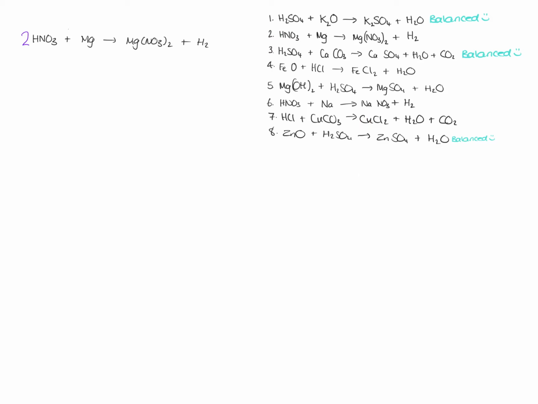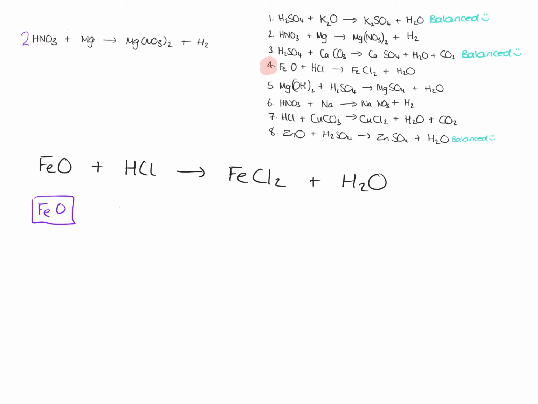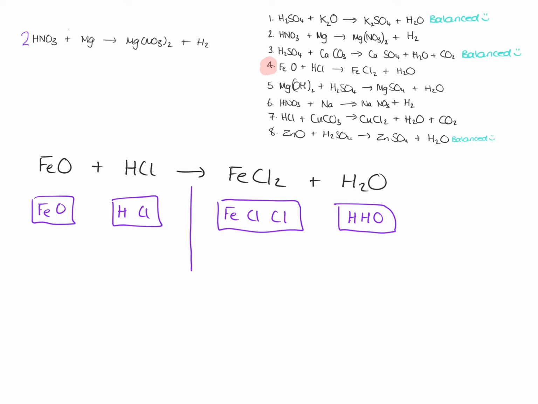Okay, so number 3 is already balanced, so let's have a look at number 4. So here's our equation: iron oxide plus hydrochloric acid makes iron chloride plus water, and I'm going to do the bubble method again. So underneath, I'm going to say which elements I've got and how many. So here I've got 1 iron and 1 oxygen, box it. Here I've got 1 hydrogen and 1 chlorine, so I'll box that. Then I've got an arrow, so I'll make it clear that I'm going on to the products. Here I've got an iron and I've got 2 chlorines, box that. And here I've got 2 hydrogens and 1 oxygen, and I'll box that.